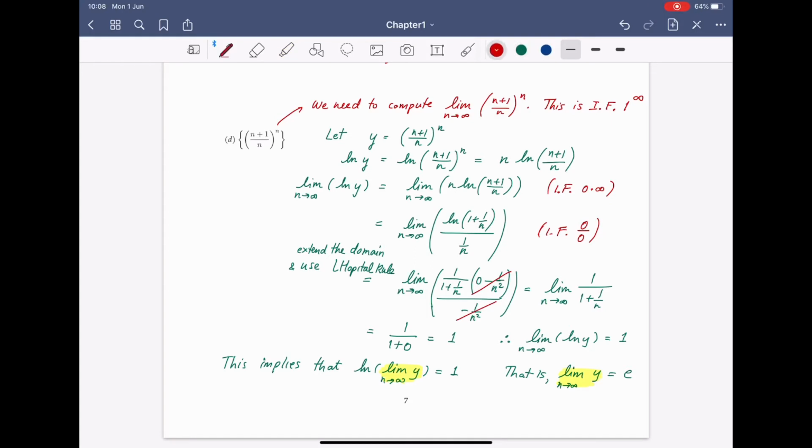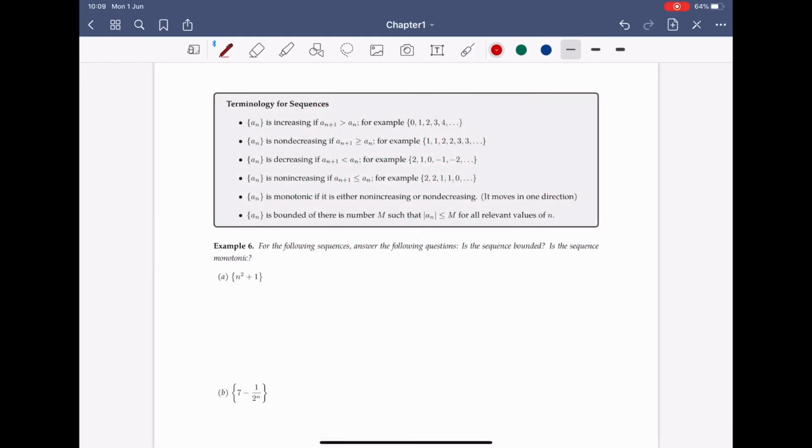So to sum up, the sequence n plus 1 over n raised to the n power is a convergent sequence, and it converges to e. Alright, and that is the end of this example. Let's move to another terminology of sequences. In this slide, we are going to learn increasing, decreasing, monotonic, and bounded sequences.